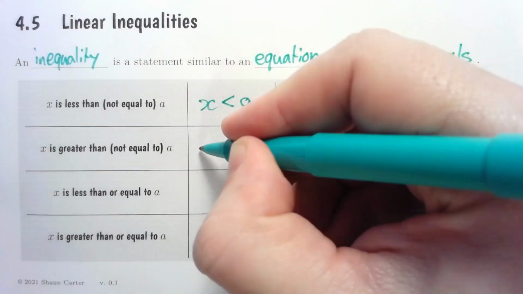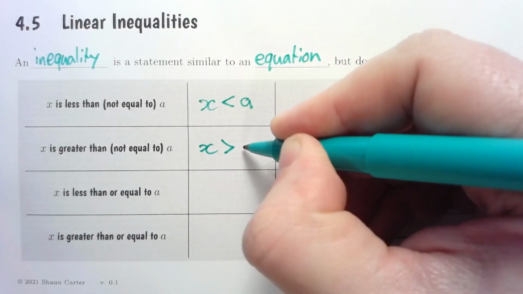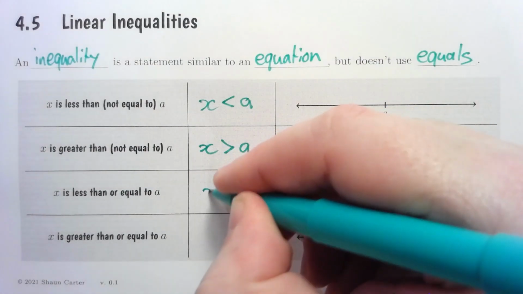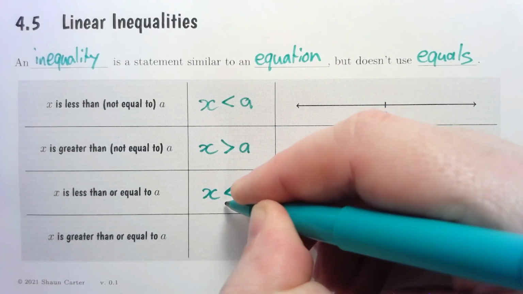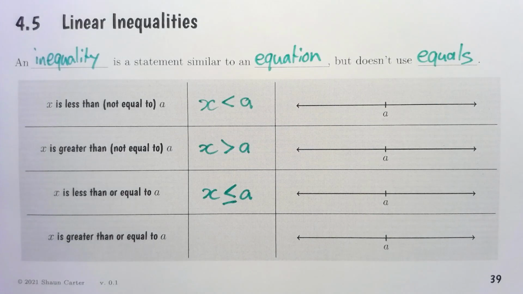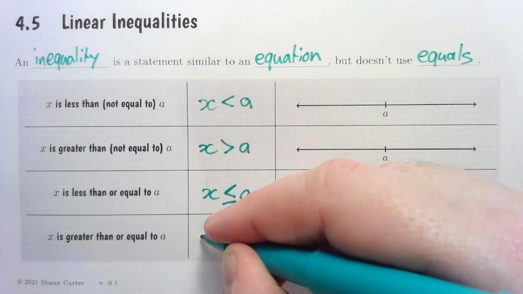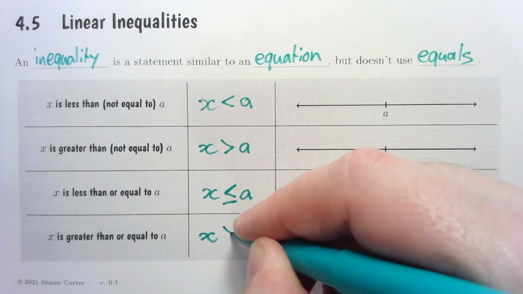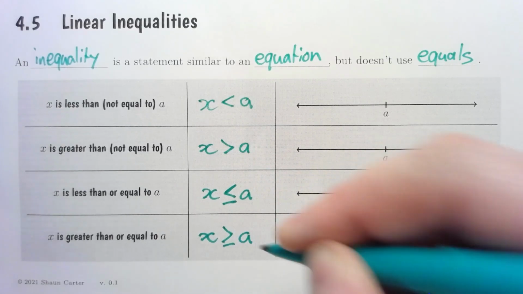We also can say that x is greater than a. Now we can also write these as x is less than, but also possibly equal to a. So x is less than or equal to a is how we state that. We can also say that x is greater than or equal to a.